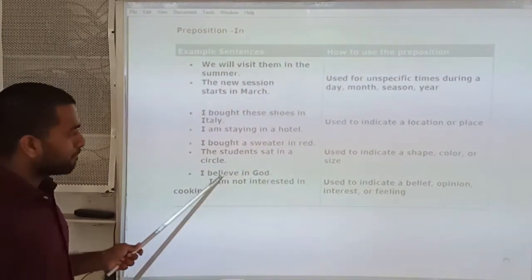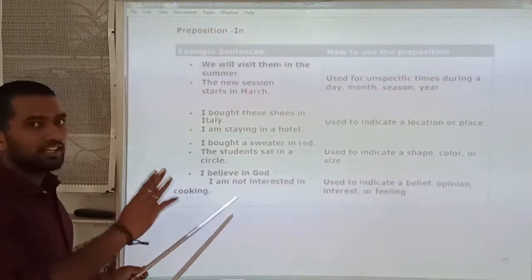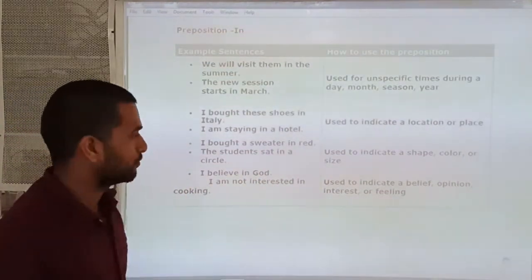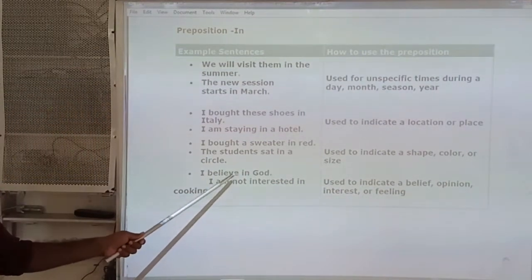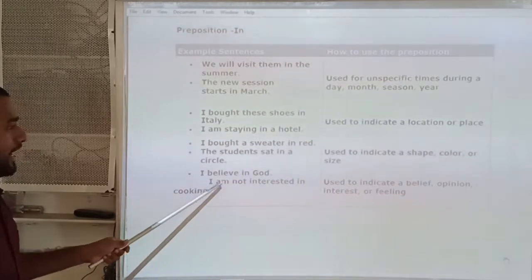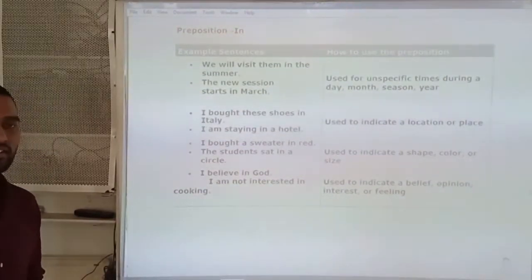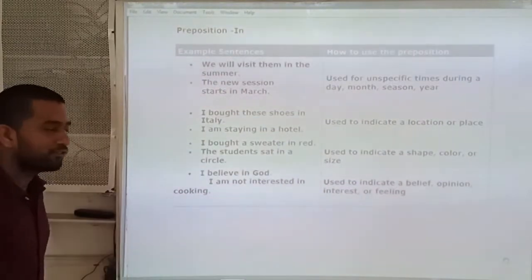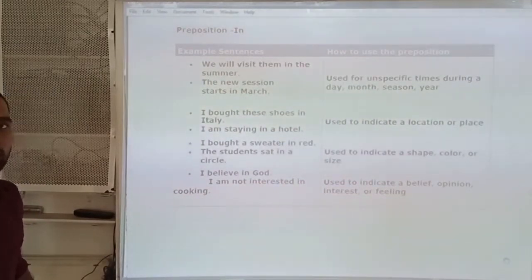This is a particular sentence which tells you about one person's or anyone's belief, yes or no? So, with this type of sentences, use the preposition in. Next, I am not interested in cooking. So, this is an interest. According to this point, we use the preposition in before this type of sentences.